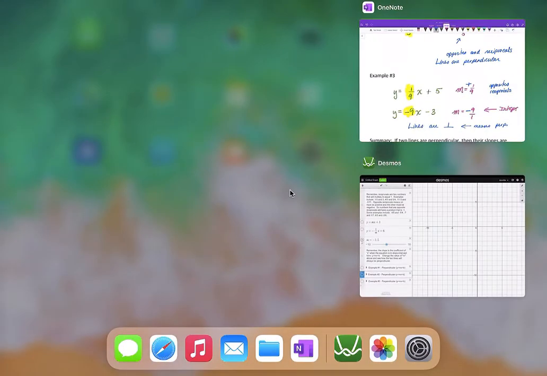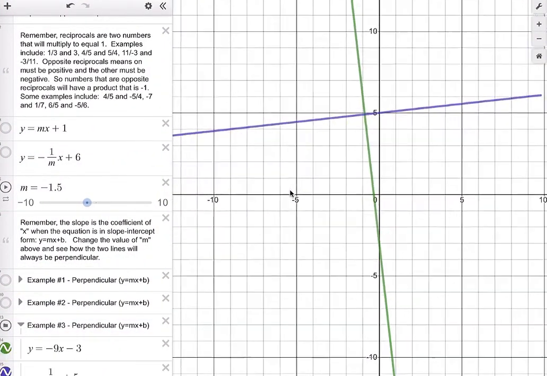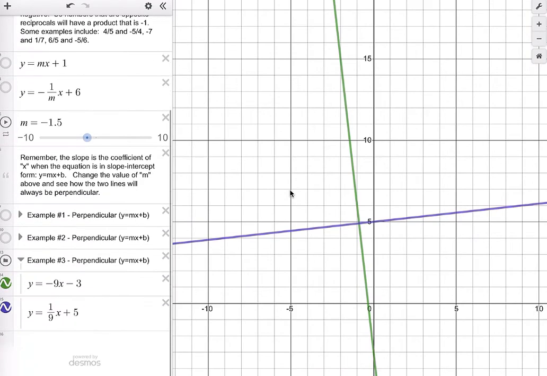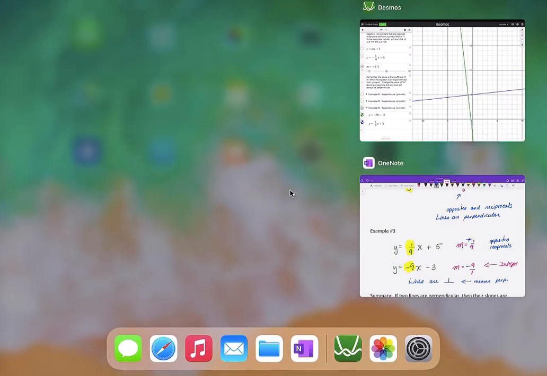So we're going to look at that graph quickly just to verify. It's always nice to look at the graphs to make sure that what you've done is correct. So we have our two equations, y equals -9x minus 3 and y equals 1/9 x plus 5. And you can see that those two lines are perpendicular. They look like they cross at 90-degree angles, and their slopes are opposites and reciprocals.